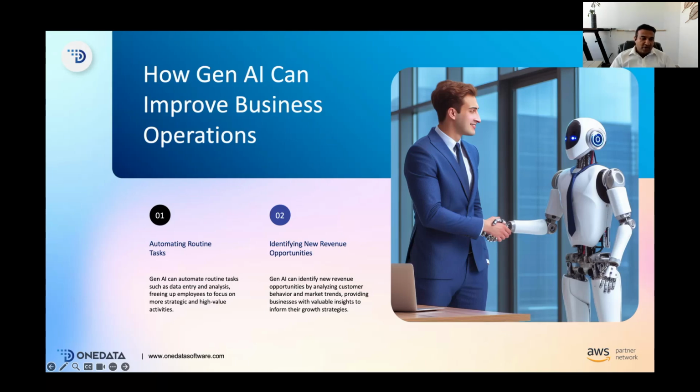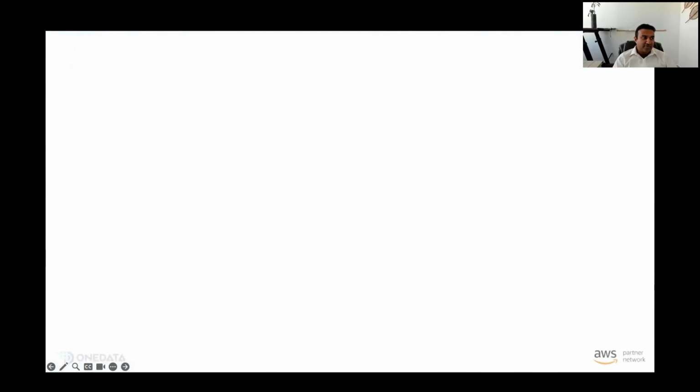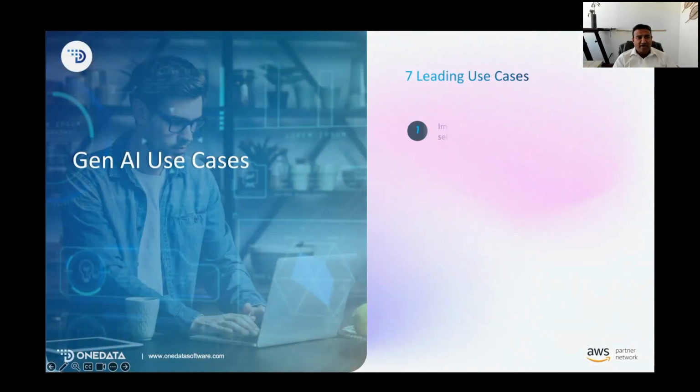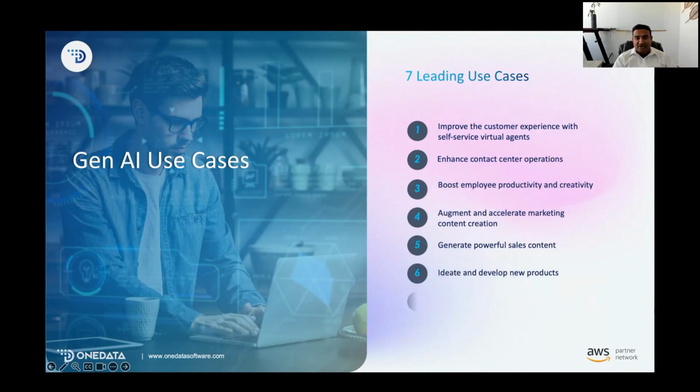Now we are going to see the 7 leading use cases we have put together, right? Like how, where and all it's going to help. So improve the customer experience with a self-service virtual agent. In this webinar, we are mainly going to talk about generative AI. Generative AI generates content in terms of text, video, audio, right, models, and also it can perform tasks based on the content generated. So improving customer experience using virtual agents, right? That's one of the use cases.